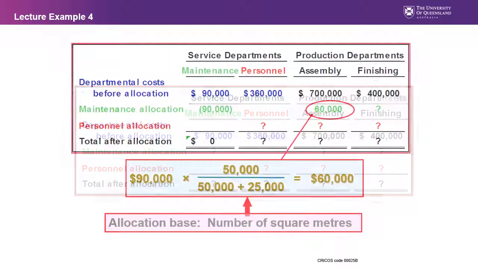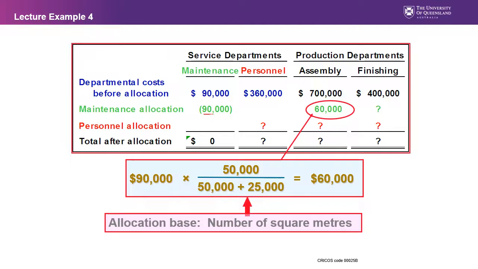So first we want to allocate maintenance, and we were told that we allocate it based on the number of square meters of the production, the assembly and finishing departments. So they're the production departments. When we allocate the 90,000 between assembly and finishing, we use as the denominator the 50,000 and the 25,000 square meters, and assembly used 50,000, so that becomes our numerator. So we allocate 60,000 of the service department costs to the assembly department.